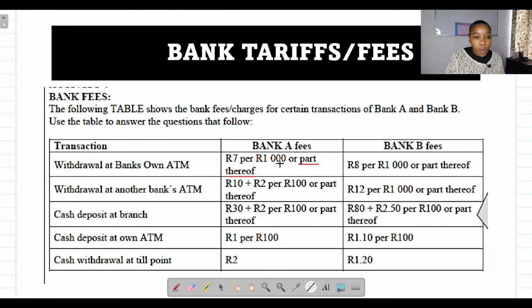Let's say you withdraw 1,000 Rand at Bank A. So already we are told that you get charged 7 Rand for every 1,000 Rand that you withdraw or part thereof. So what does that "or part thereof" mean?